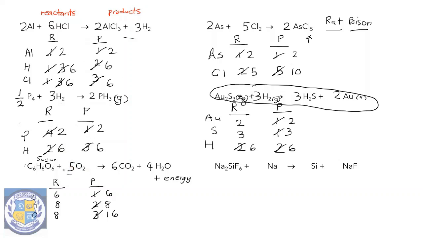Okay, let's see if that worked. 5 times 2 equals 10, plus 6 equals 16. And that worked.